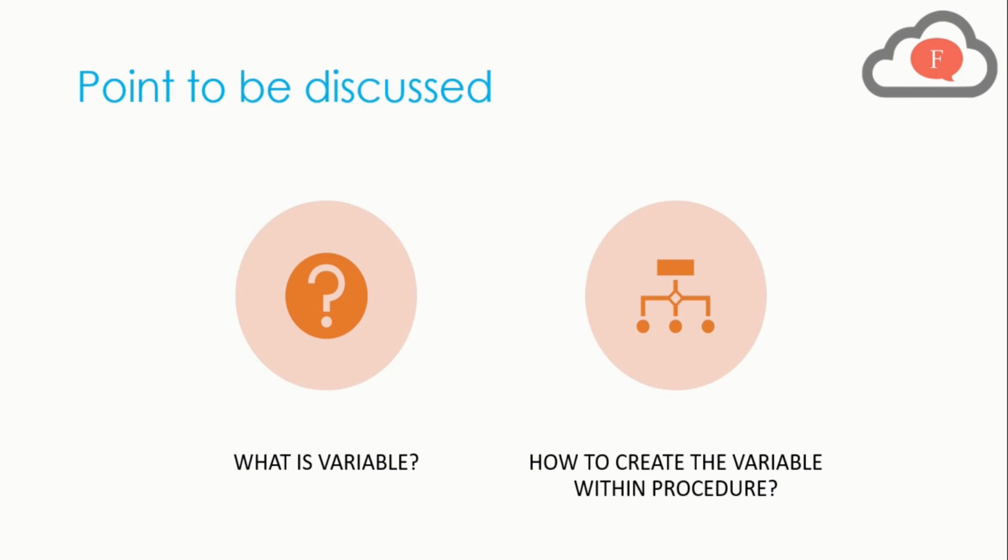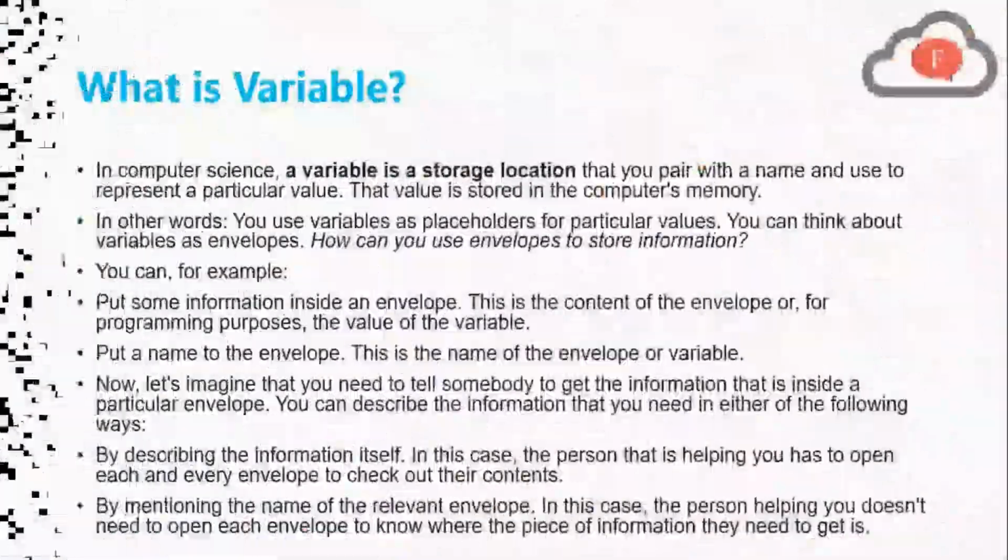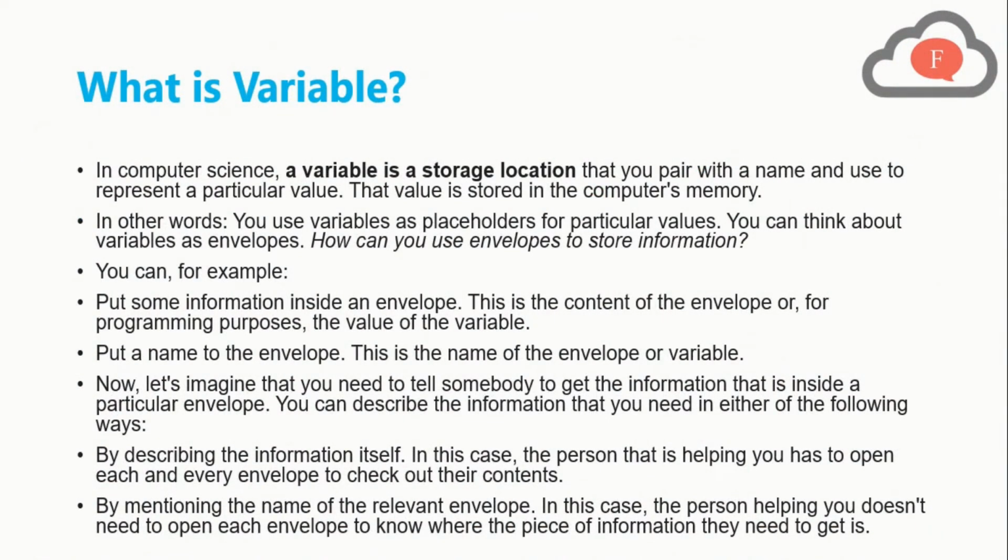Now let's move forward and discuss what a variable is. In computer science, a variable is a storage location that you pair with a name or use to represent a particular value. That value is stored in the computer memory. That means you have a variable that represents a storage location and you pair it with a name, like you have something in your C drive or D drive that has a particular software with a name on it. That is a variable. That variable is stored in your computer memory.